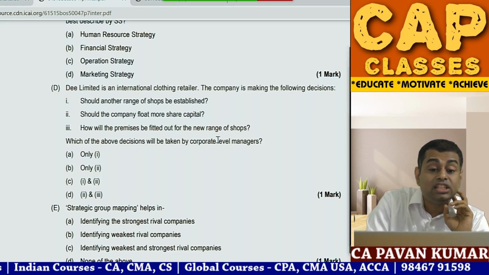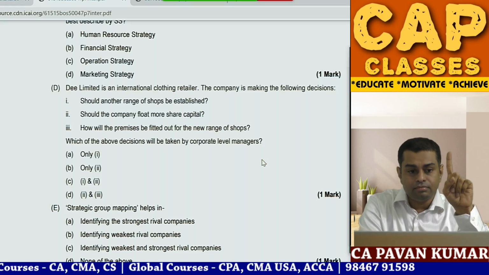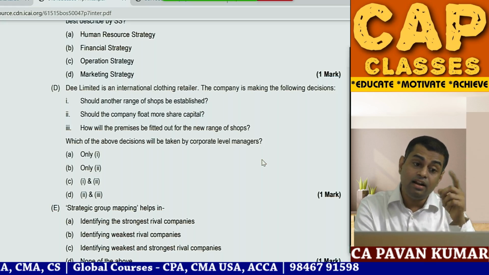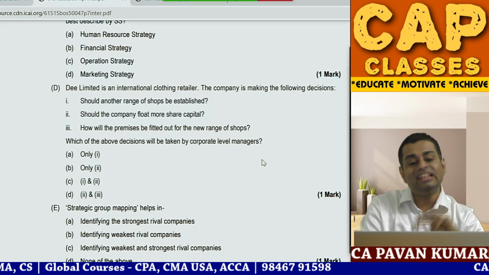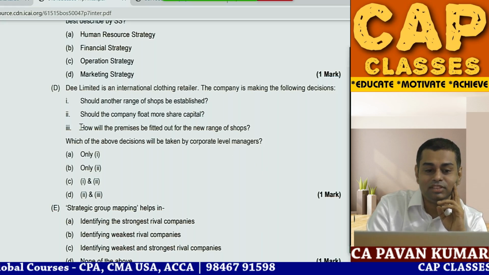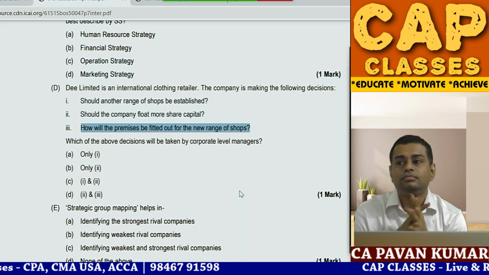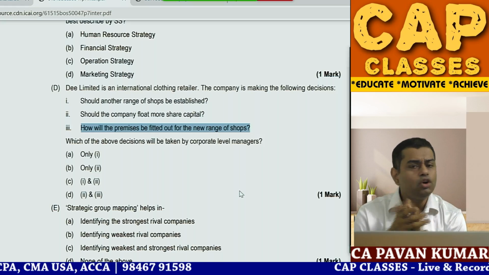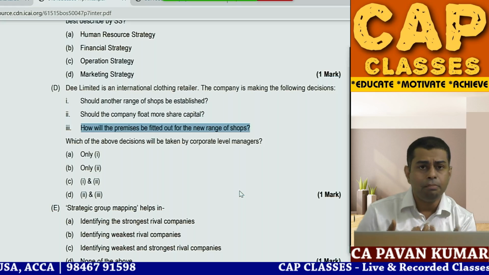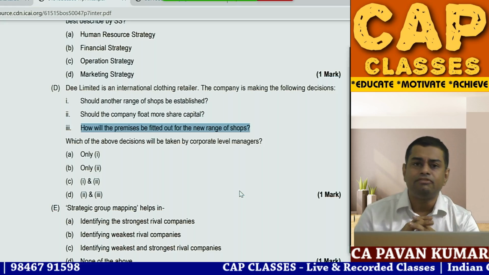Which of the above decisions will be taken by corporate level managers? A, only 1. B, only 2. C, 1 and 2. D, 2 and 3. What is the answer? Simple. Top level managers will not do this. When you take one shop, how to fit the premises and all, be it interiors, be it window displays and all, that is operational guy. Branch manager will look after.